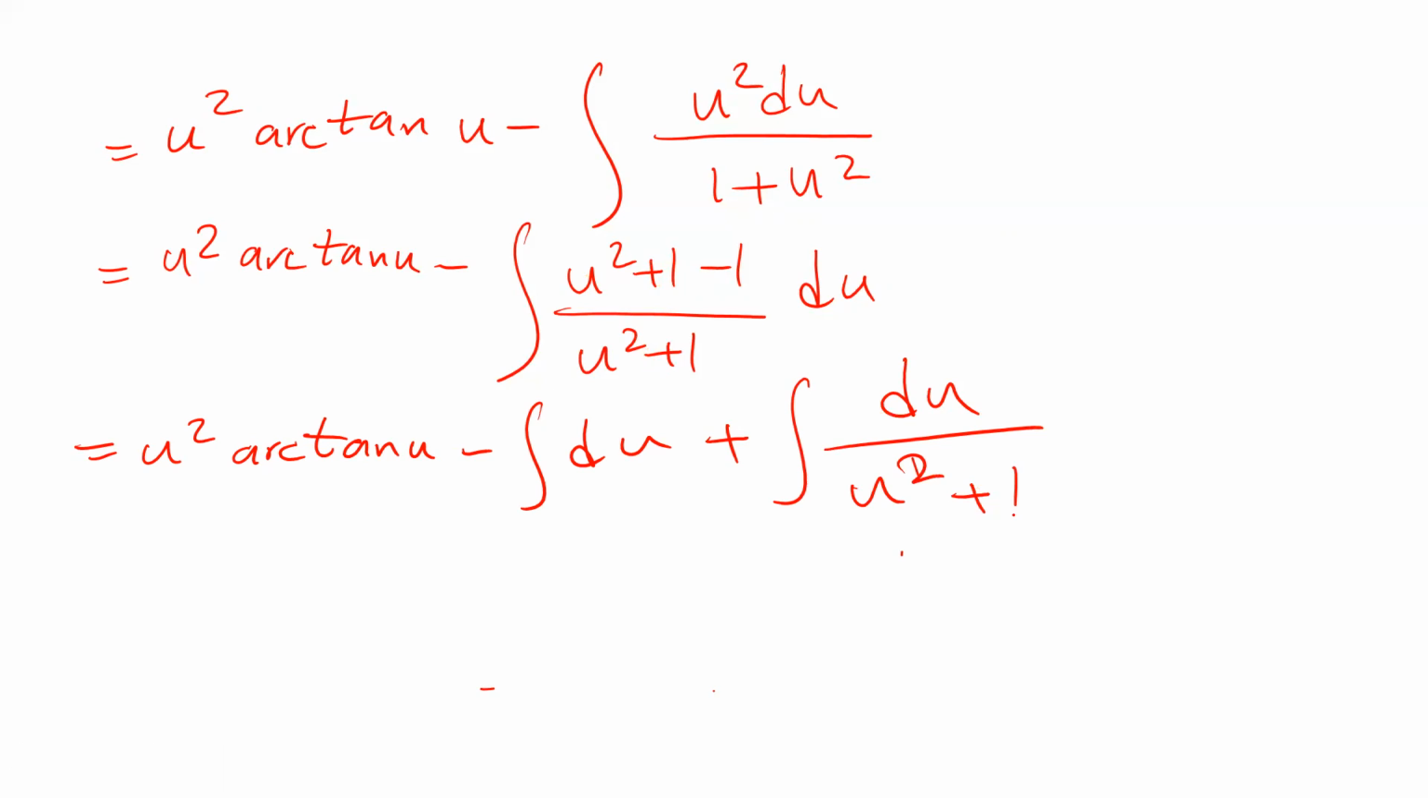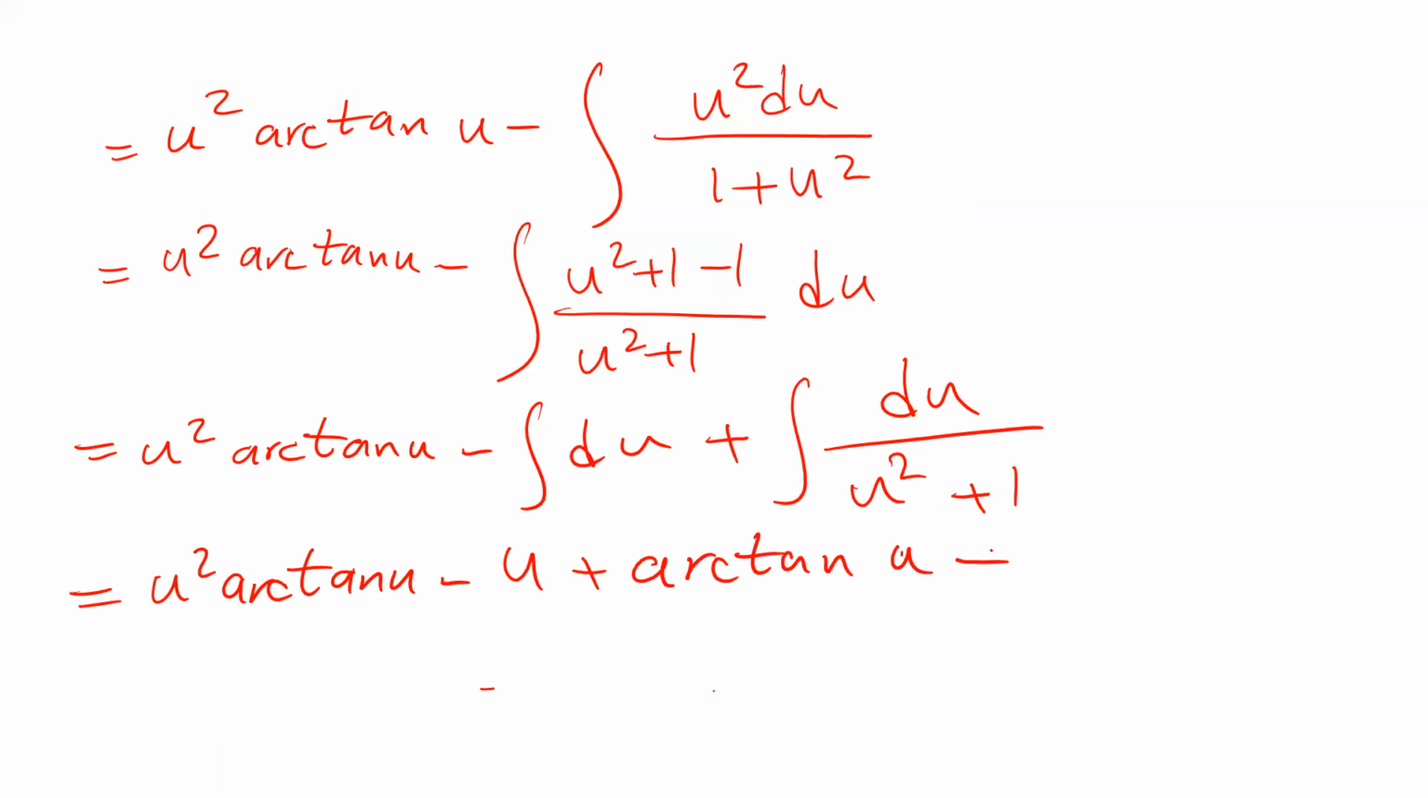And this will be equal to u² arctangent u minus the integral of du, which is u, plus the integral of du divided by u² plus 1, which from the table of integrals you know is equal to arctangent u. That will be plus arctangent u plus c, which is the constant of integration.